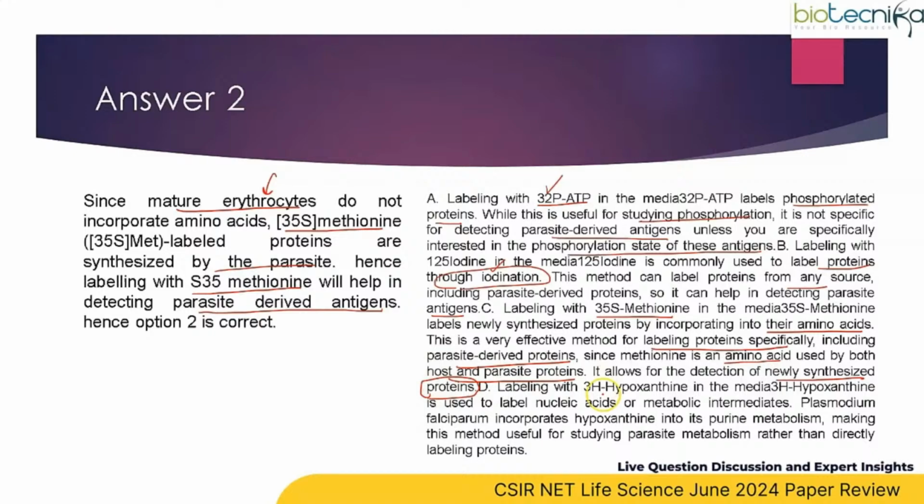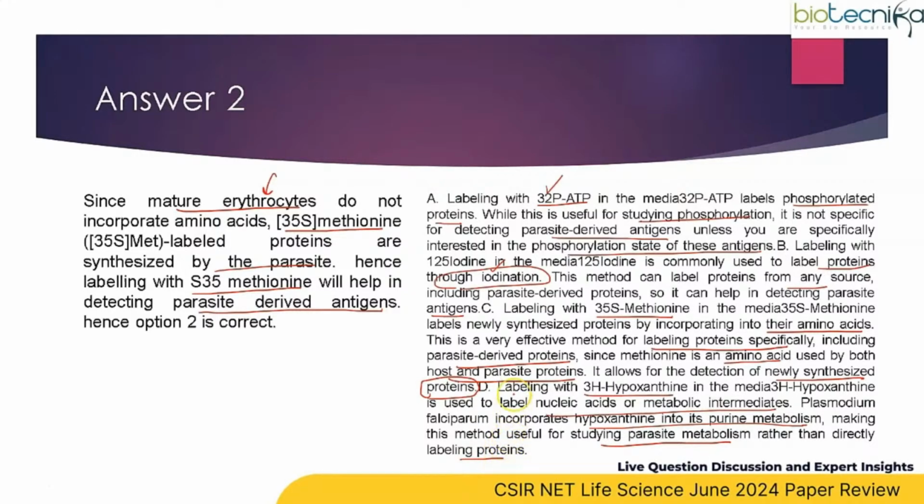Now if we use tritiated hydrogen, H3 hypoxanthine, in the media, this is used to label nucleic acids or metabolic intermediates. Plasmodium falciparum incorporates hypoxanthine into its purine metabolism. So it can be used for studying parasite metabolism, but it cannot directly label the proteins. If you're studying some metabolic pathway, maybe at that time you can utilize this.